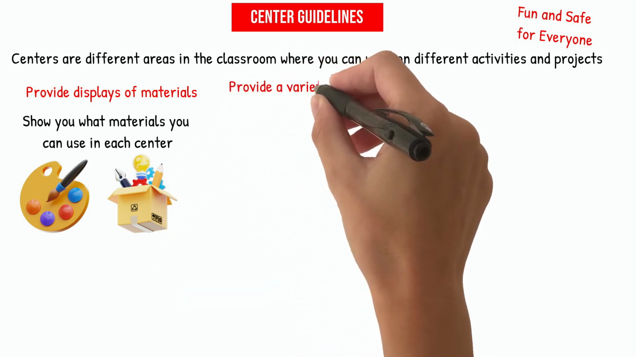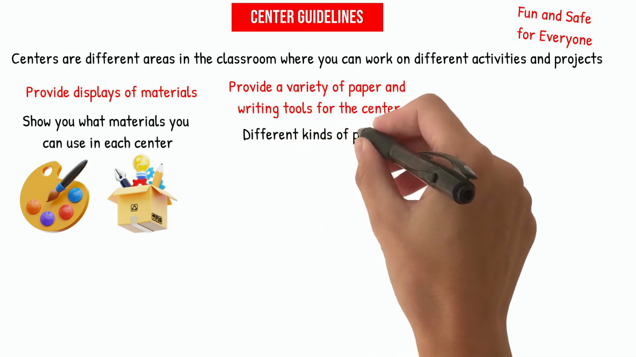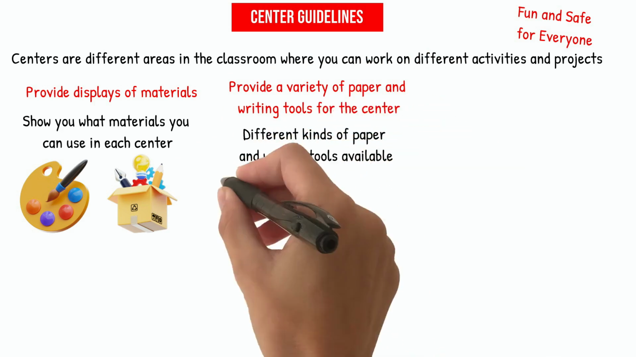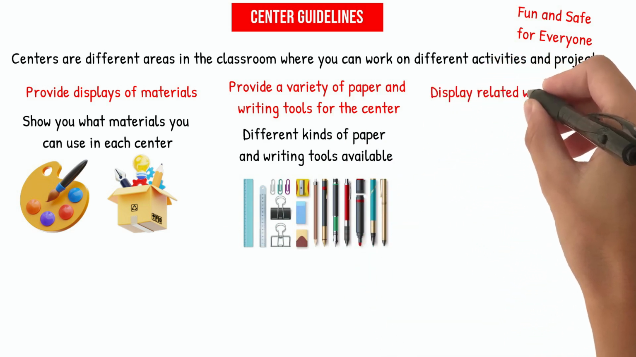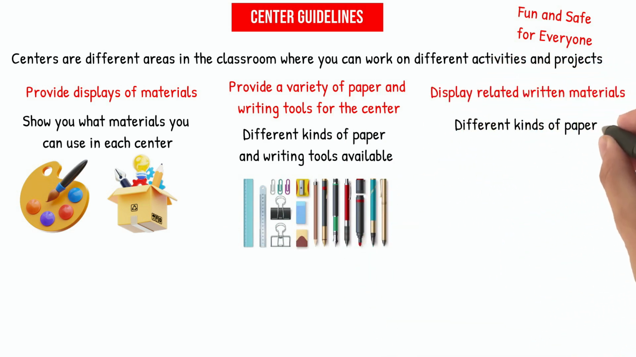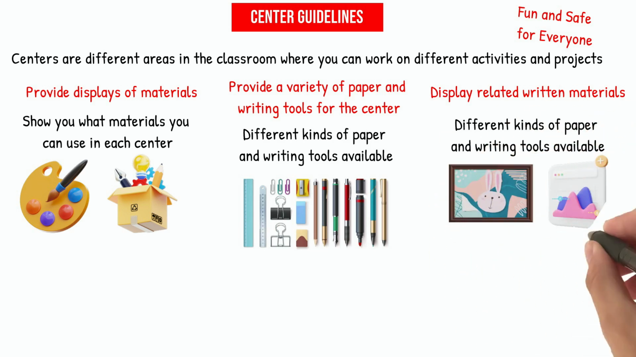Provide a variety of paper and writing tools for the center. This means that the teacher will make sure there are different kinds of paper and writing tools available for you to use in the writing center. Display related written materials. This means that the teacher will put up posters, charts, or other written materials that relate to the activities in each center.